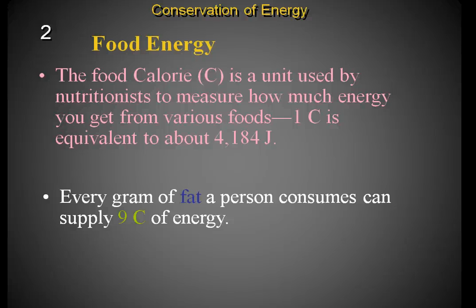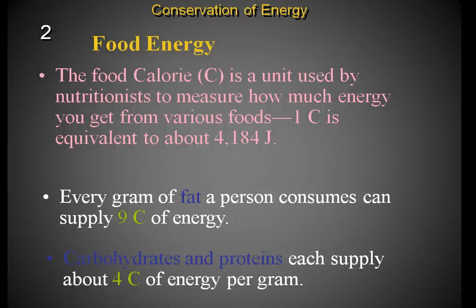You can also compare the different types of foods that you eat, depending on your needs for the amount of activity that you have. Every gram of fat that you consume can supply 9 calories of energy. Now, think about a burger from McDonald's and how much fat is in there. There might be 40 grams of fat. So you're talking 360 calories of energy that you might get from that one sandwich, and it's probably more than you need.